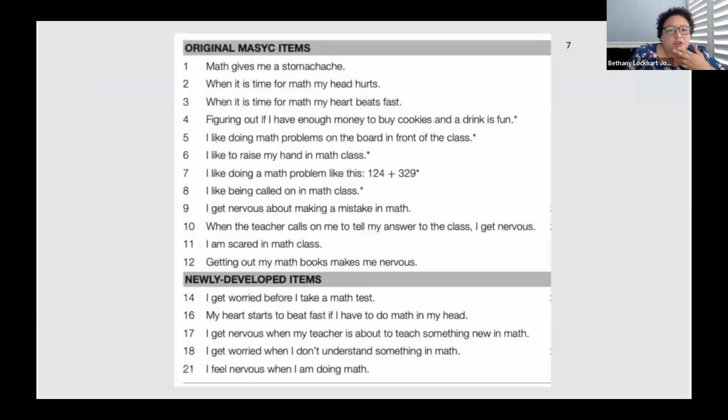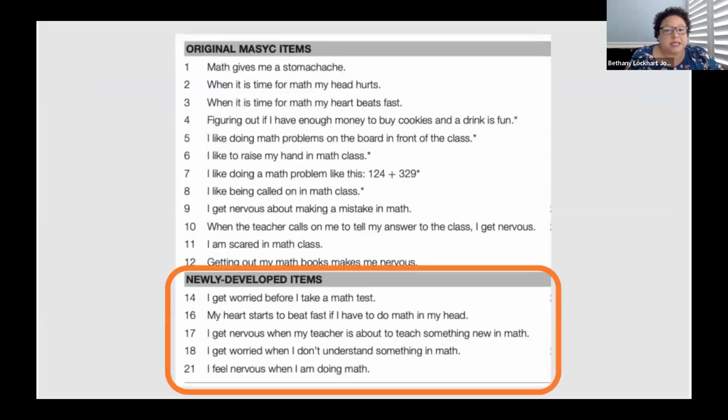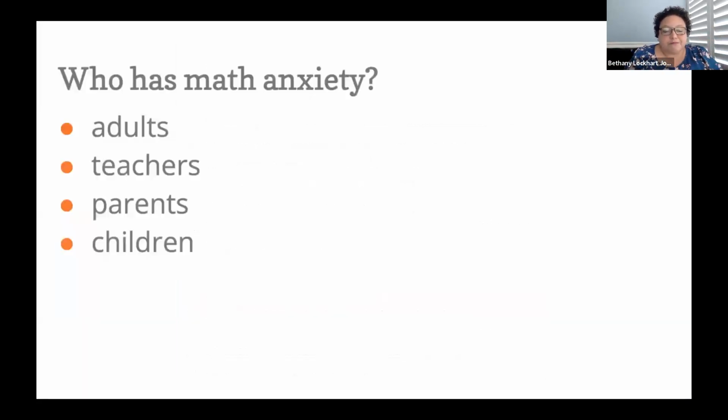So another questionnaire, they developed some new items that really started to also talk about the physiological responses. Like my heart starts to beat faster. I'm nervous, I'm worried. And I think all of these things, if you have math anxiety, or you know somebody that does, those physiological responses are often a big part of it.